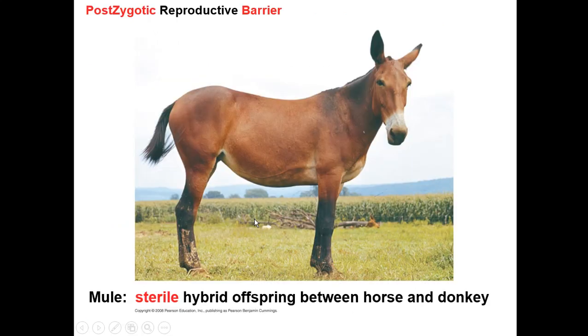And hybrid breakdown. So, this one is a mule. A mule is a hybrid of a donkey and a horse. It is an example of a postzygotic barrier. Why? The horse and the donkey successfully mated and produced offspring. However, the offspring is sterile, or incapable of reproducing. So that's one example of a postzygotic barrier.